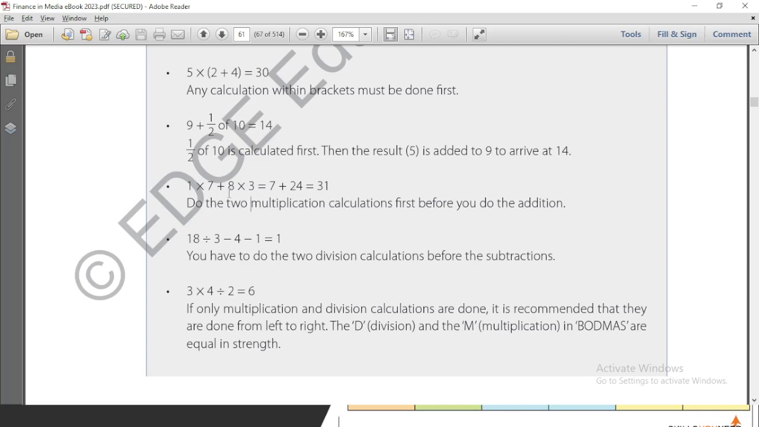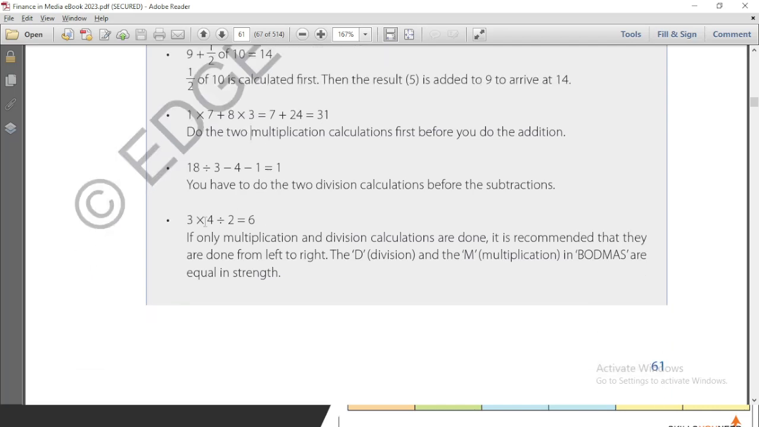Because there is a multiplication within this, you're going to apply the multiplication on the left and the multiplication on the right simultaneously, and later on add the final amounts and get your final figure. So you say 1 times 7 giving you 7, 8 times 3 giving you 24, and therefore 7 plus 24 giving you a final answer of 31.